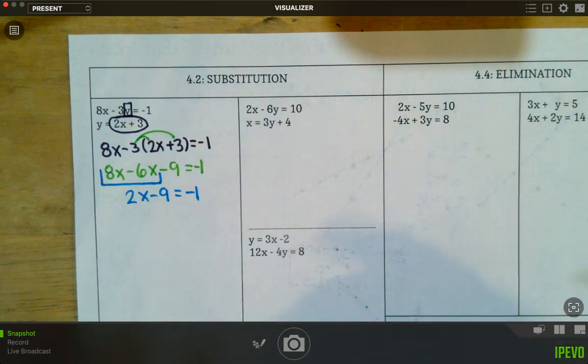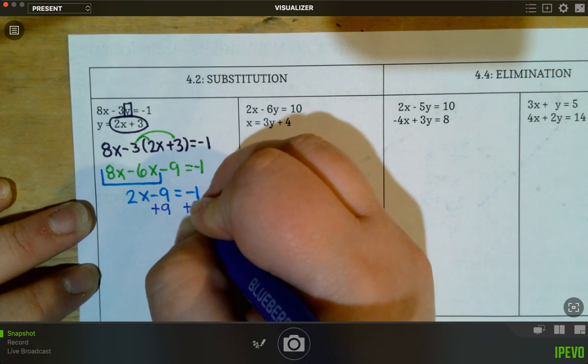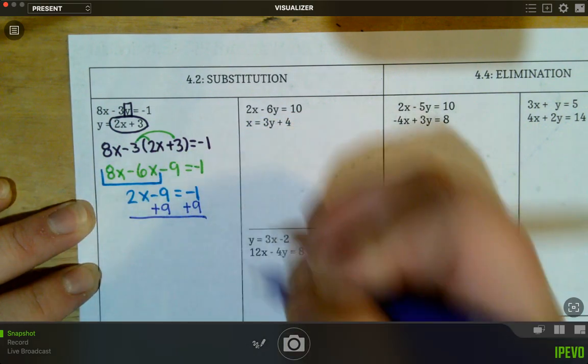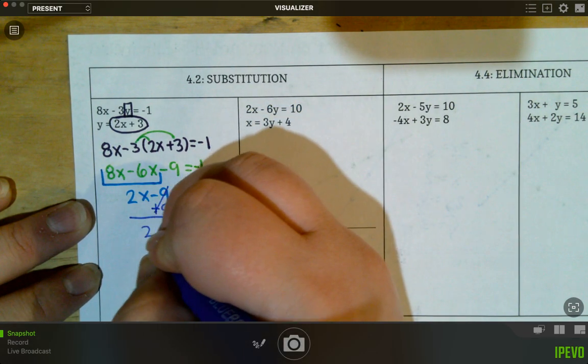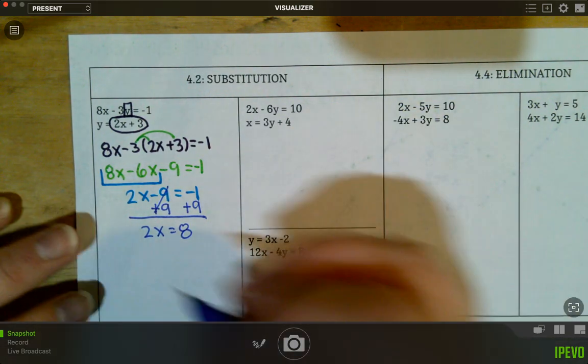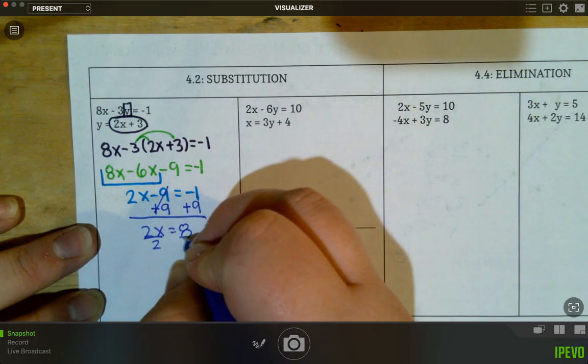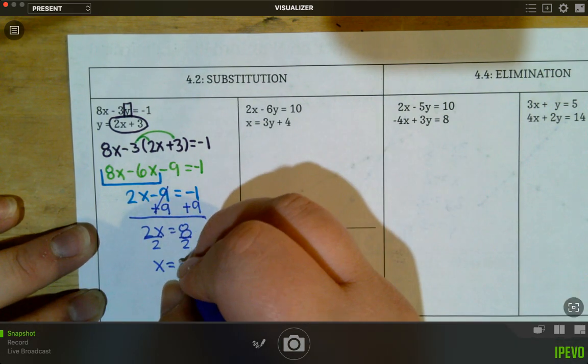And I'm going to solve this like a regular two-step equation. Add the 9 to the other side because it's minus 9, and we always want to do the opposite. Negative 1 plus 9 is 8. Then we divide by 2 on both sides, and x equals 8 divided by 2, 4.